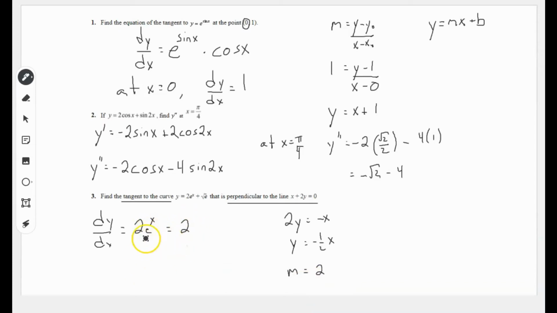Well, we can simplify this a little bit, get rid of the 2's on both sides, and we just have e to the x equals 1. That is only going to occur when x equals 0. So there's our x coordinate.